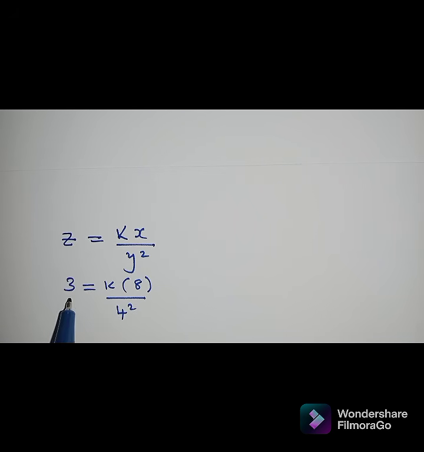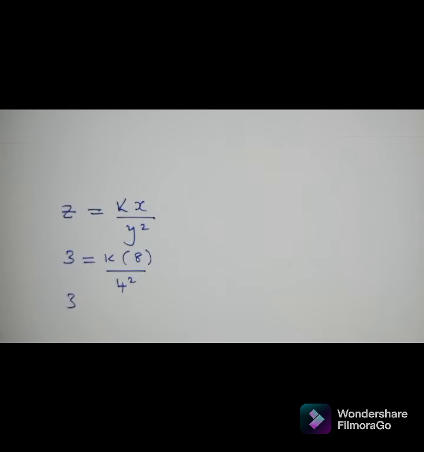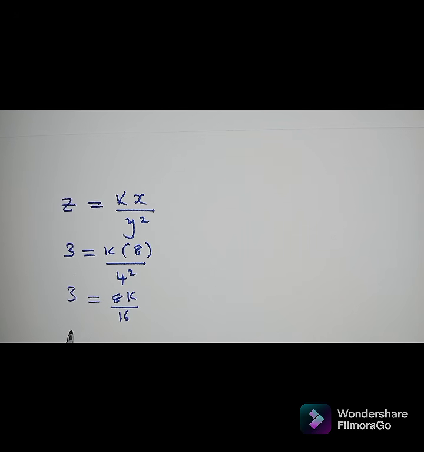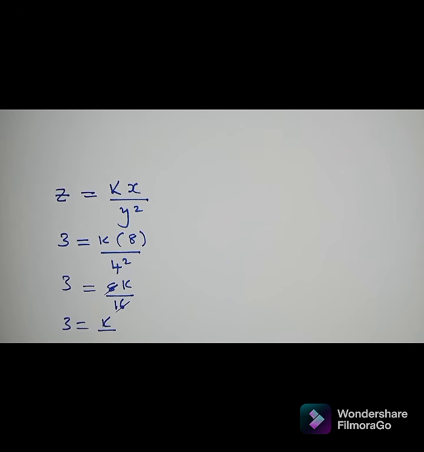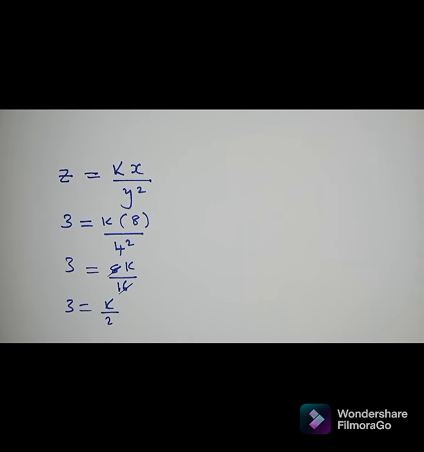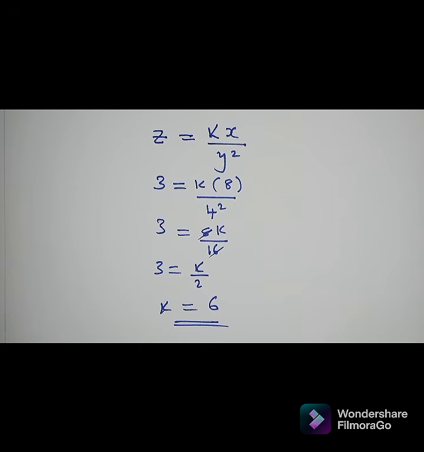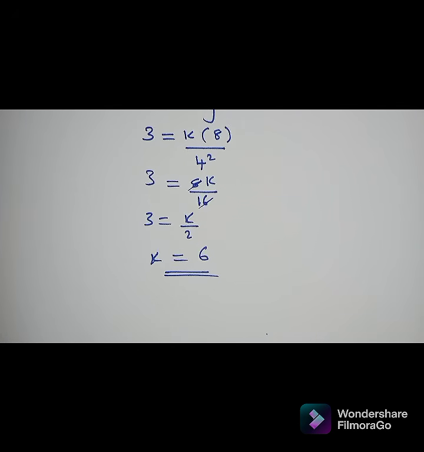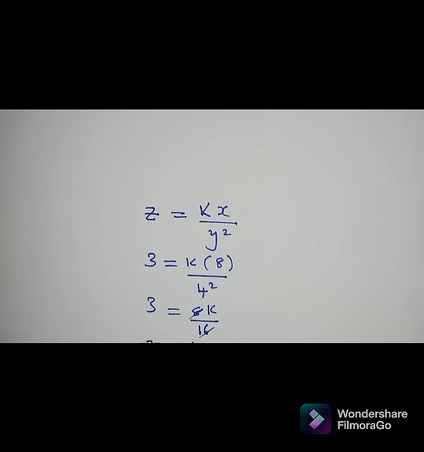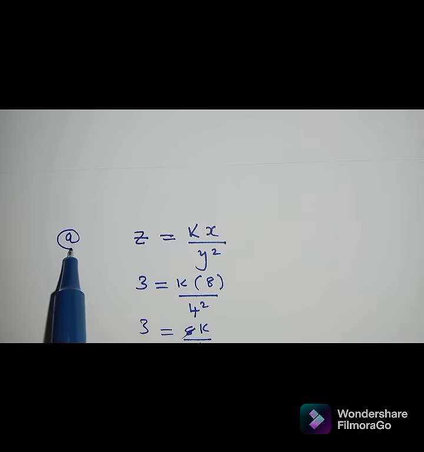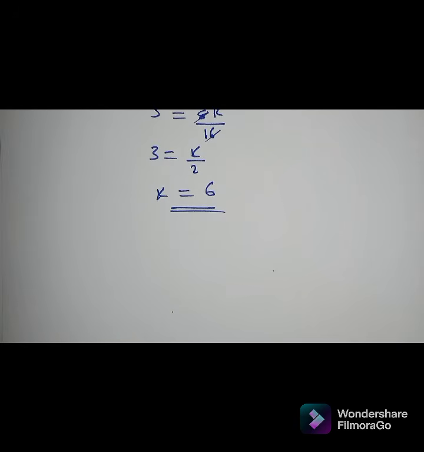So here it will be 3 is equal to 8k over 16, of which this 1 will remain with the k into 8 into 16. It's just 2. So we can cross multiply. Once we cross multiply, we find that k is equal to 6. This is question A, so let's indicate it as question A. We go to the next question, which is B.